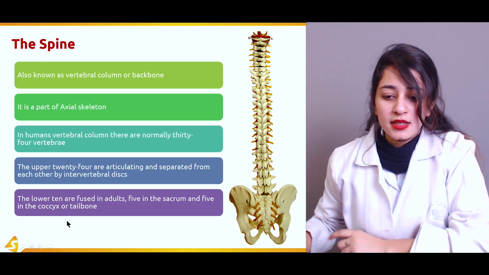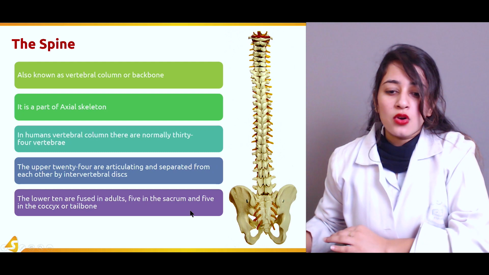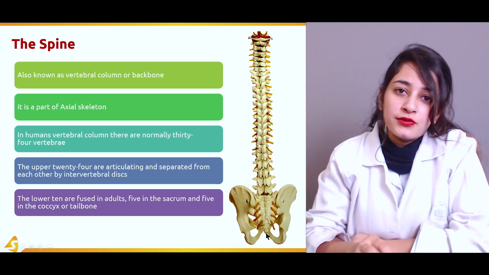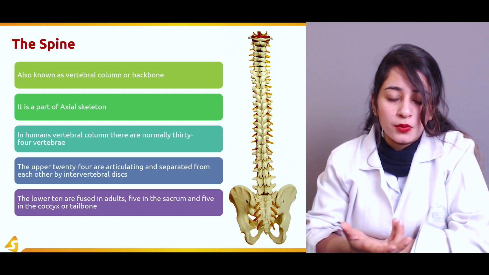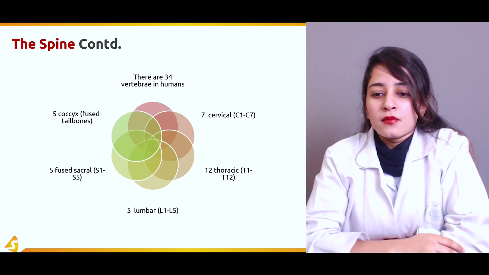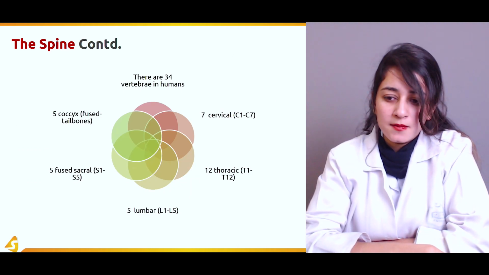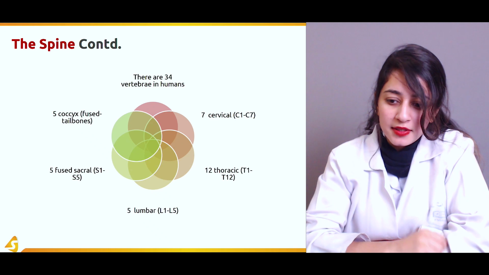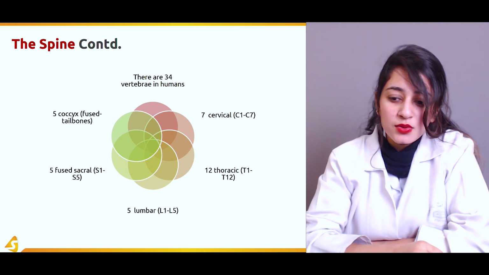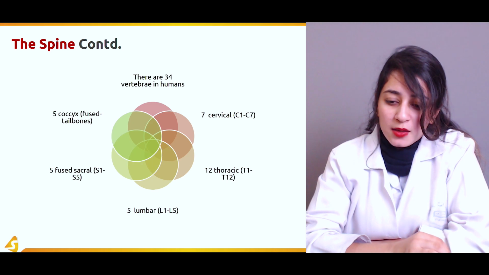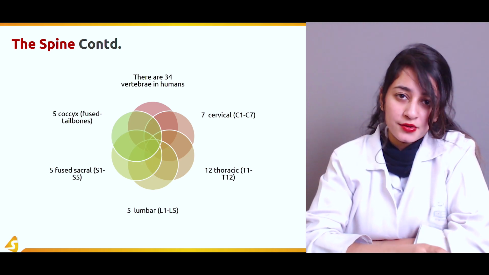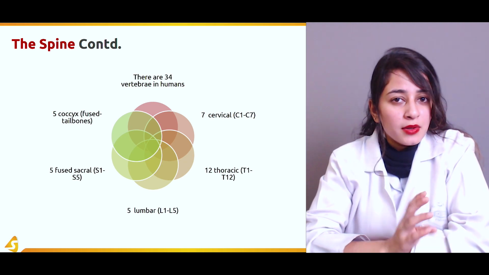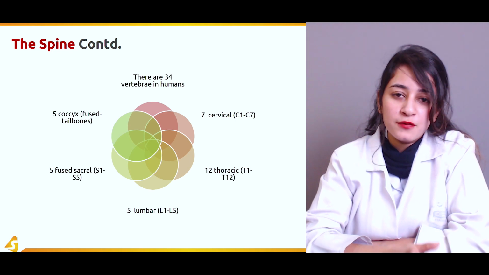The lower 10 are fused in adults: 5 in the sacrum and 5 in the coccyx or tailbone. The tailbone, this one, is the end of the spine, your vertebral column, your backbone. There are 34 vertebrae in humans. The division is: 7 cervical, C1 to C7, then 12 thoracic, T1 to T12, then 5 lumbar, L1 to L5, 5 fused sacral, S1 to S5, and the coccyx. The number varies; it may be 4 or maybe 5 fused tailbones.